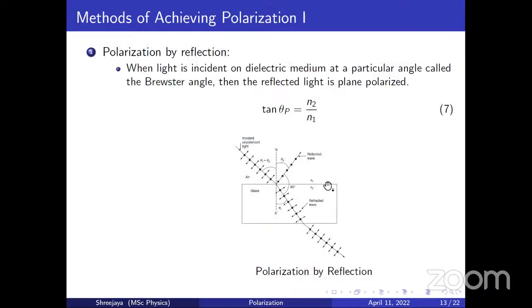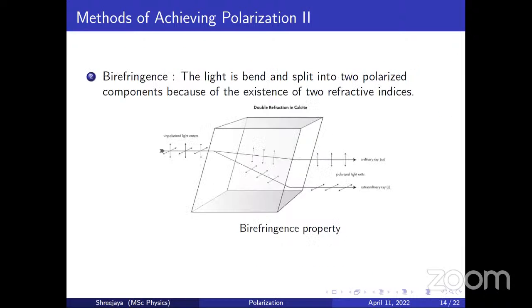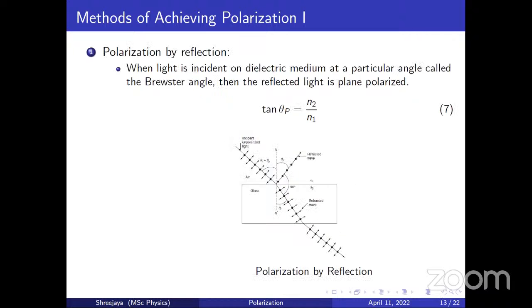So, methods of achieving polarization. I have included three types in this: polarization by reflection, polarization by selective absorption, and birefringence. Polarization by reflection is a commonly used method where you incident unpolarized light on a dielectric medium at some angle called the Brewster angle, given by this expression, and whatever you obtain on the other side, as in the reflected wave, is plane polarized.